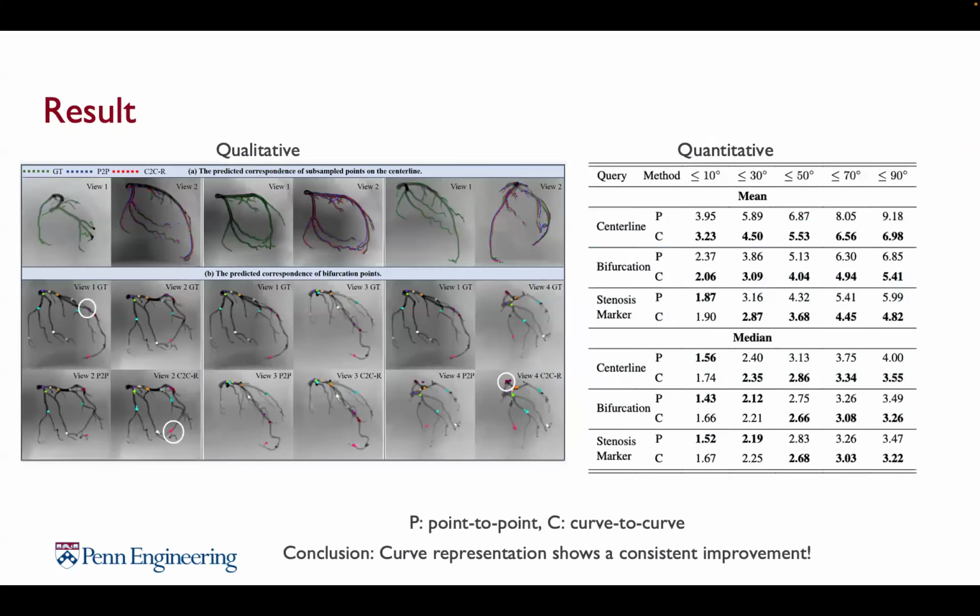In terms of results, we see up to a 25% improvement in the target error, especially for larger angles where correspondences are harder to match. Because if you have small angles, then it's almost an optical flow problem. But for large angles, the coronary artery will look very different in 2D views. And this is where you see our method shine.